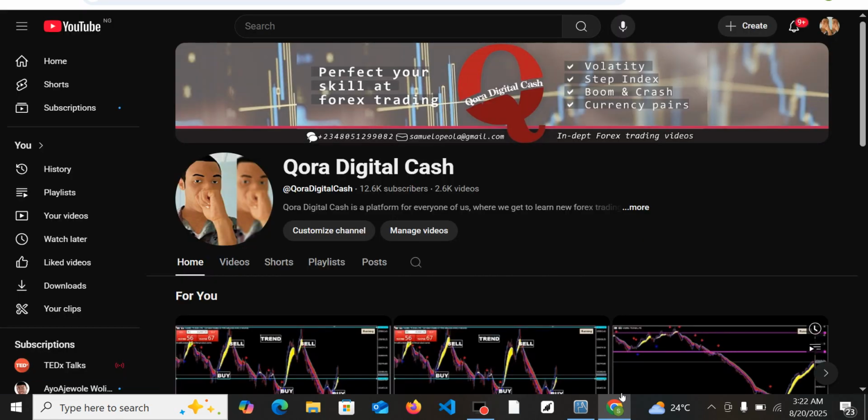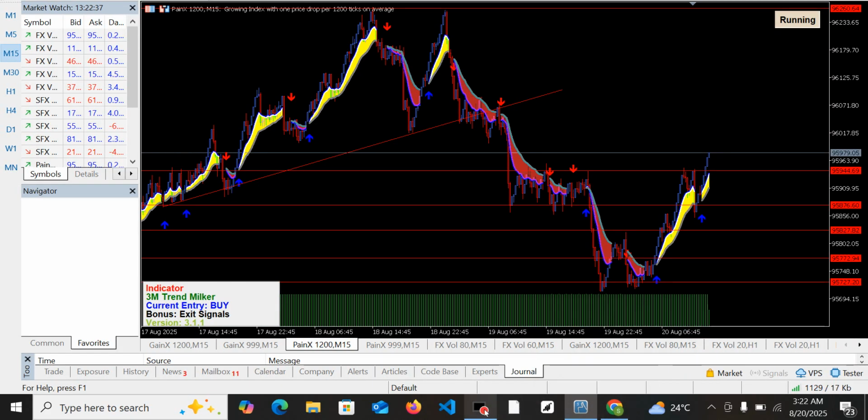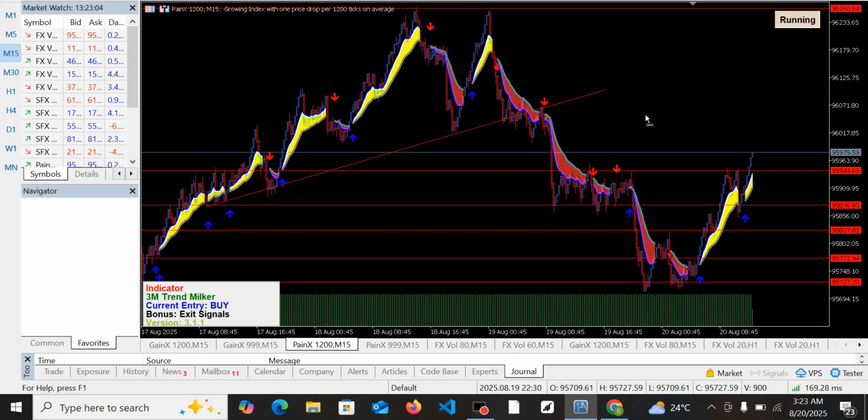Okay, so quickly, let's go straight into what we have right here. So guys, first of all, the Trend Milker trading indicator is a custom made indicator, and it is a trend trading indicator. You should get that right. It helps you to trade alongside the trend. Okay, so we're going to check out how it really works on the platform so we will know how you can put it into good use.